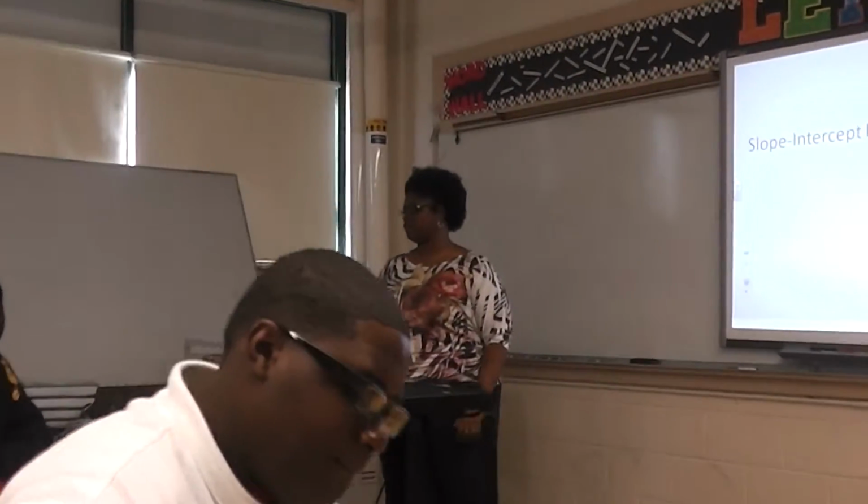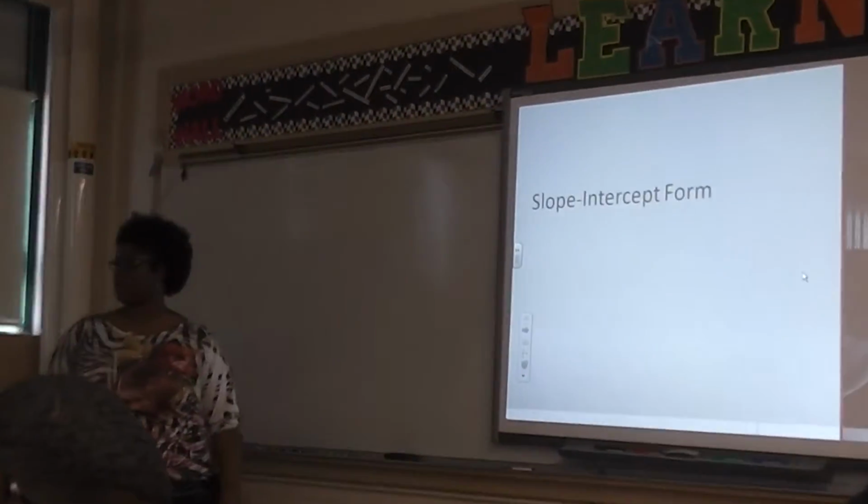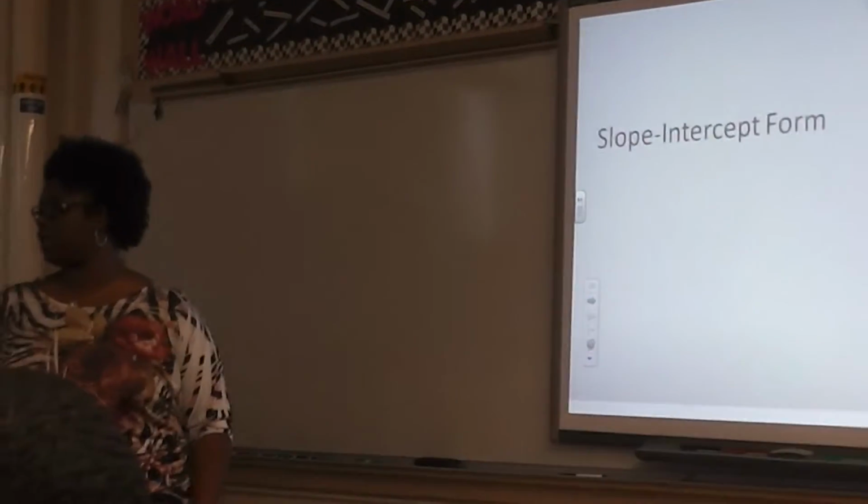Title down. Slope-intercept form is what we're talking about. So if you have not already written your title, write your title at the top of your paper.